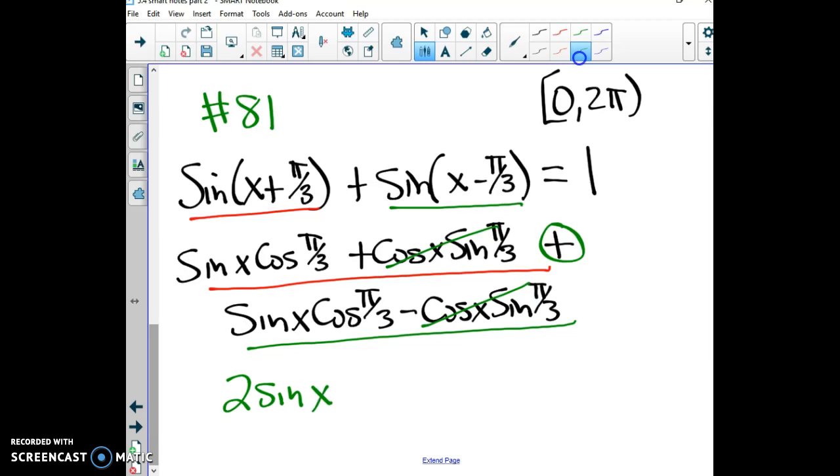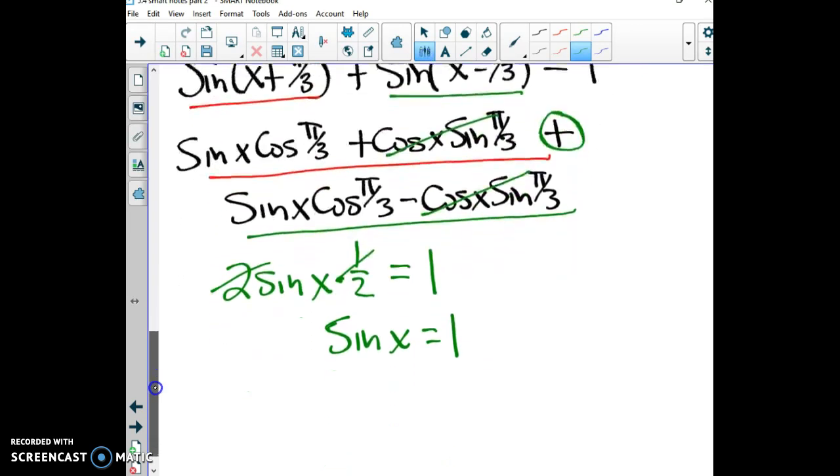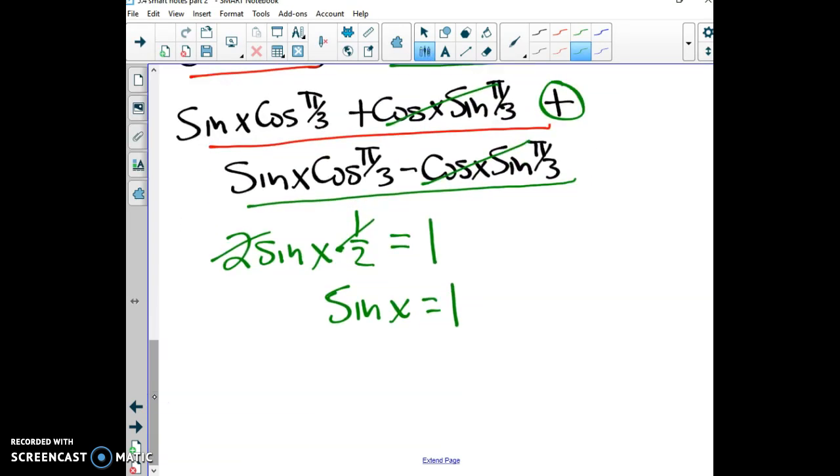And we end up with 2 sine x cosine of pi over 3, and cosine of pi over 3 is 1/2. So we're going to plug that in, times 1/2, and we want to see what value of x gives that whole equation equal to 1. So we're going to go ahead and do this. 2 and 1/2 cancel. We get the sine of x equaling 1 for problem 81. And we know that the sine of x is equal to 1, from 0 to 2 pi, at pi halves.